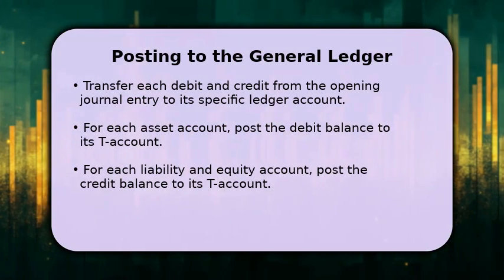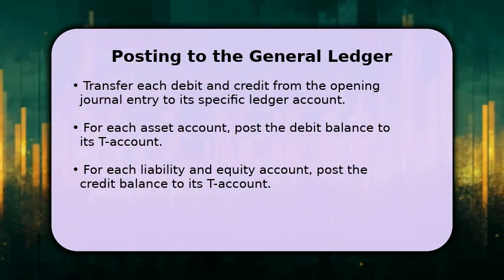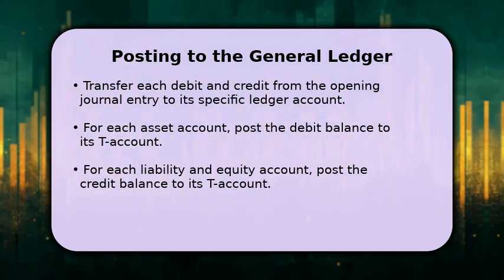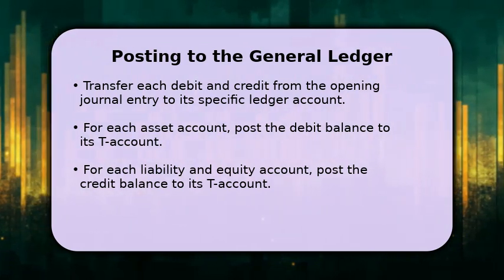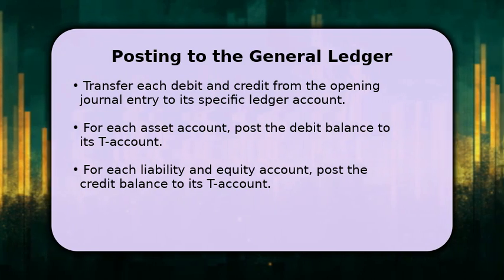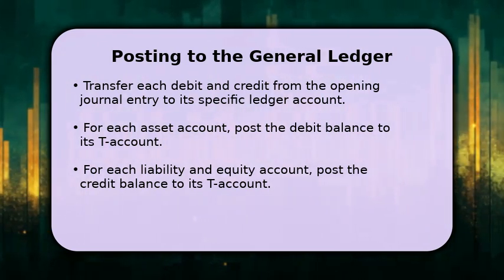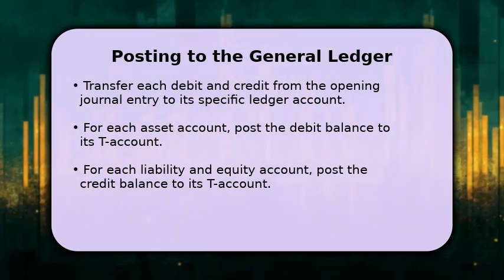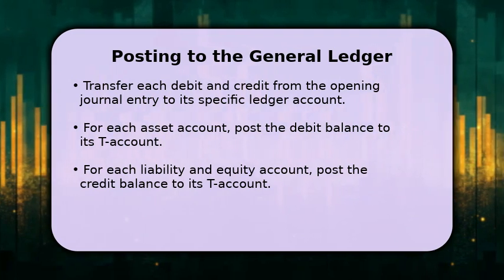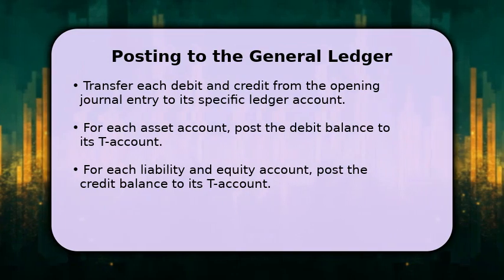The final step is posting these journal entries to your general ledger. Each debit and credit from your opening entry needs to be meticulously transferred to its corresponding ledger account. For instance, the cash debit goes into the cash T account, and the accounts payable credit goes into the accounts payable T account. This process establishes the starting balance for every account, preparing your ledger for all subsequent transactions in the new accounting period.